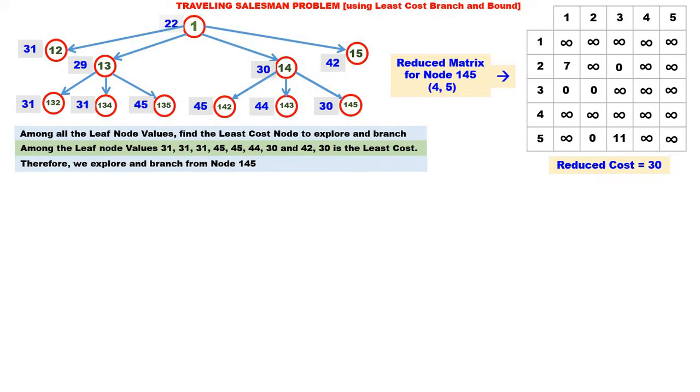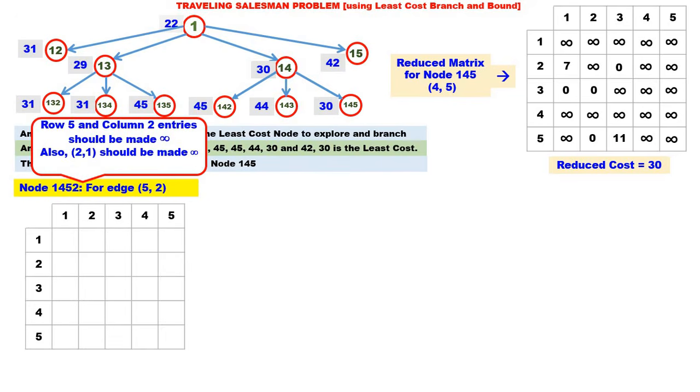Now for the node 145, there are only two possibilities. 1 to 4, 4 to 5, 5 to 2 or 5 to 3. There are only two possibilities. So we should explore both the possibilities. So this is 1 to 4, 4 to 5, 5 to 2. That is for edge 5, 2. Yes. When the edge is 5, 2, row 5 and column 2 entries should be infinity. 2 to 1 also should be made infinity. Yes. Row 5 infinity. Column 2 infinity. And 2 to 1 infinity. Now for the remaining, you copy down the values from the reduced matrix of node 145.